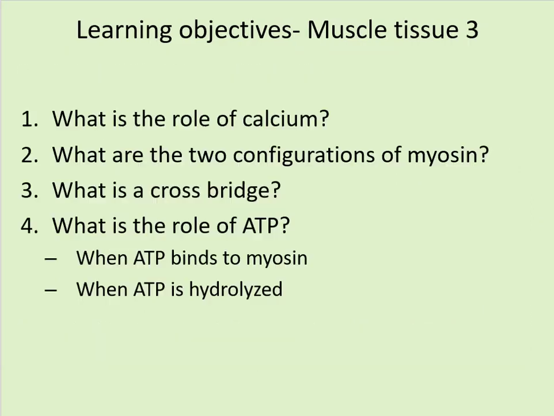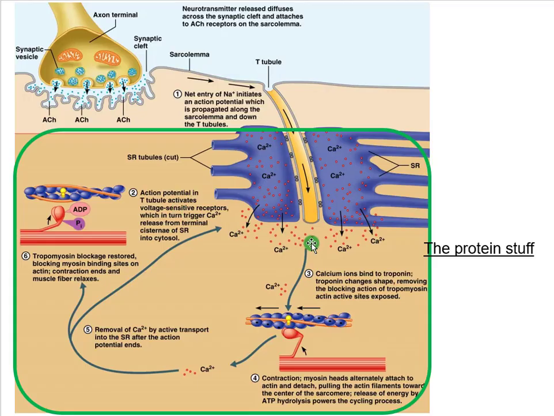Okay, our learning objectives: number one, what is the role of calcium? Up till now we keep talking about calcium. We've seen that over and over and over. You know, that calcium was spilled out over here, and calcium ended up binding to troponin. And so you need to understand what calcium is doing for us.